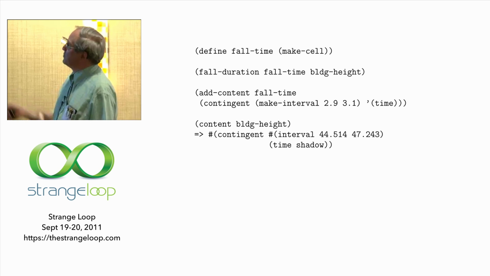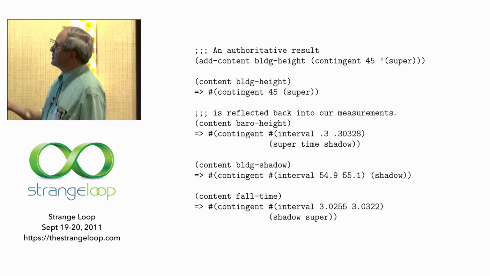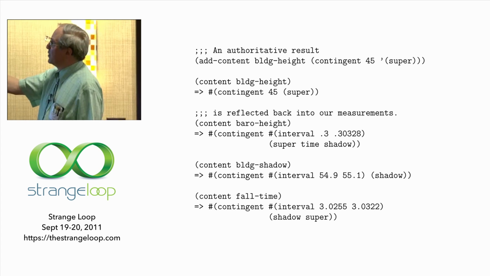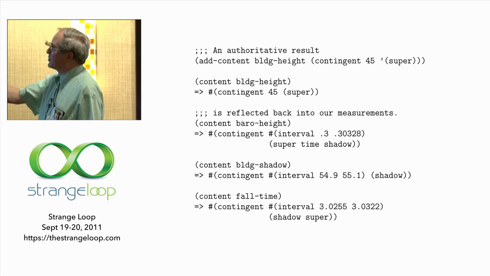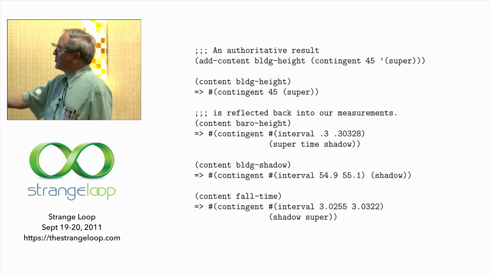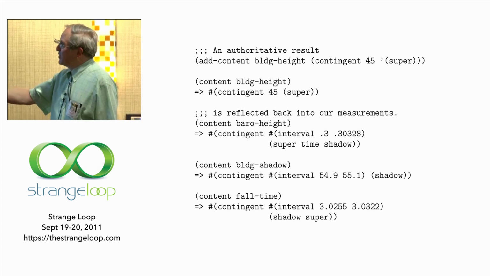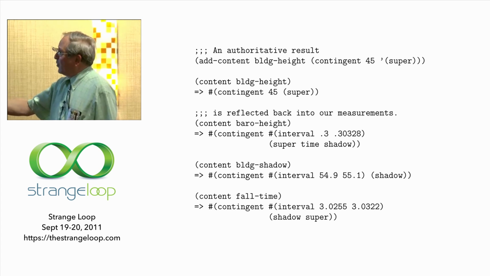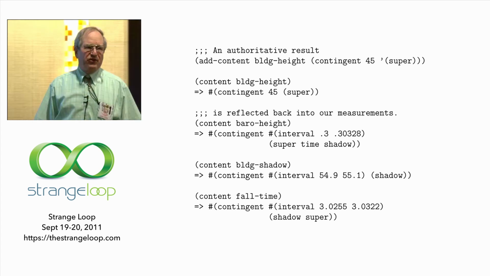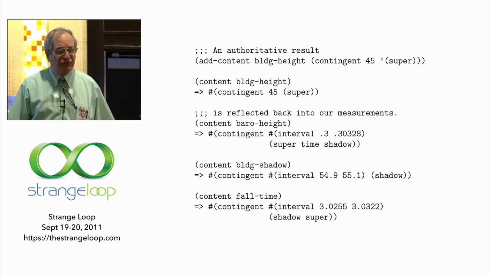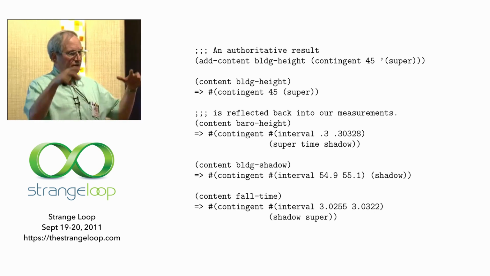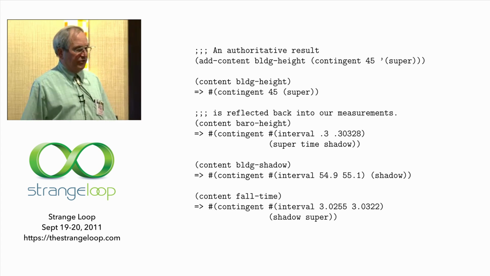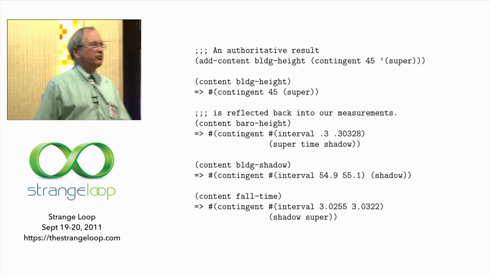The super gives me an authoritative result. Then I can look at the building height. It's dependent upon the fact that he gave me that information, but the barometer's height is now dependent upon three things: the superintendent's estimate, the time estimate, and the shadow estimate. But the building shadow estimate is still only on the shadow estimate, and the fall time, however, has been improved by the superintendent's estimate, but not the other one, because the other one wasn't very interesting. It was superseded. The information is monotonically increasing in each of these cells. And the monotonic increase is crucial.